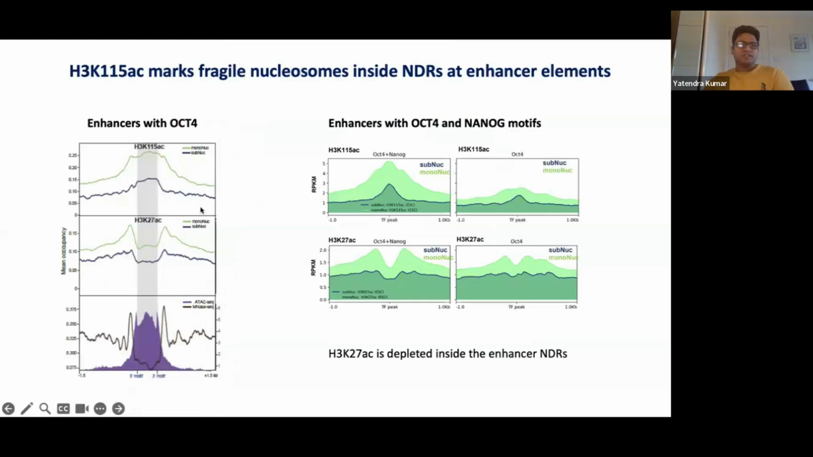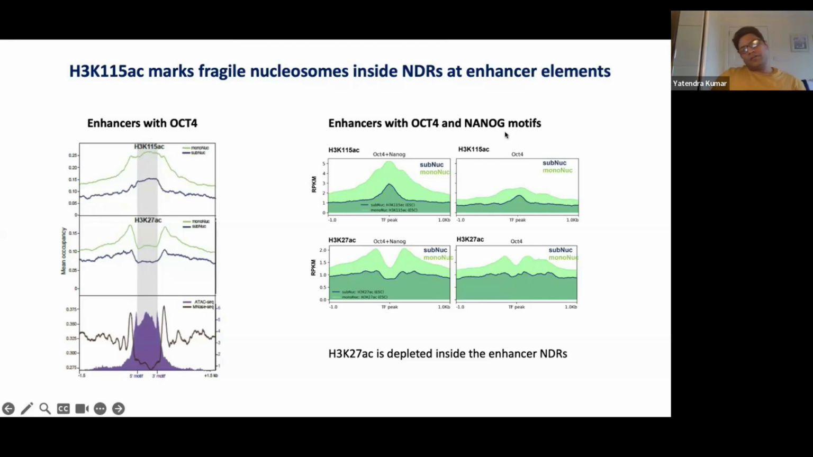Now we come to the enhancers. When we look at the enhancers on the left, these enhancers have two OCT4 motifs, just to signify the chromatin remodeling which is going on. At the center of the enhancers, you can see the ATAC-seq signal in the middle and canonical MNase nucleosomes on the sides, and H3K27 acetyl is depleted from this region of remodeling, while the K115 acetyl mark is enriched there.